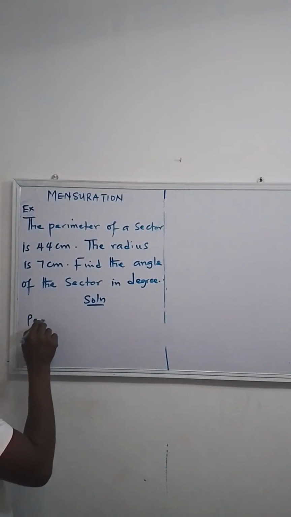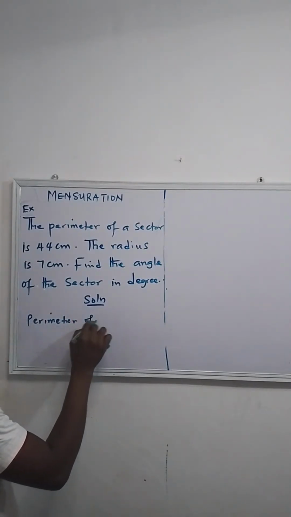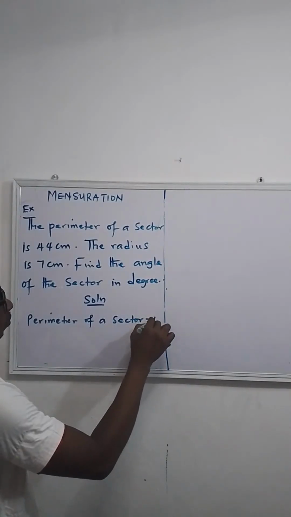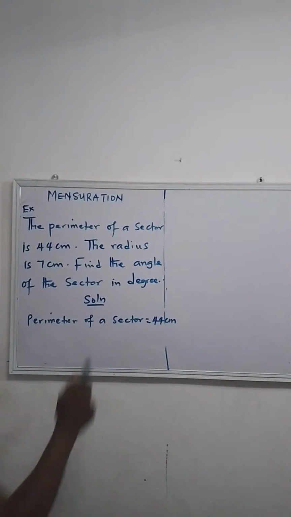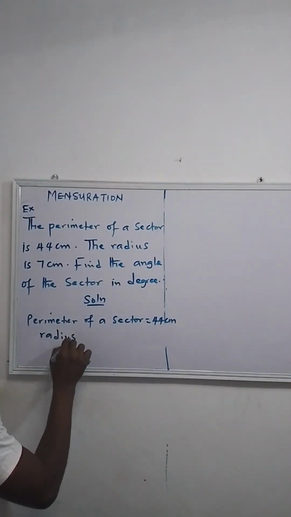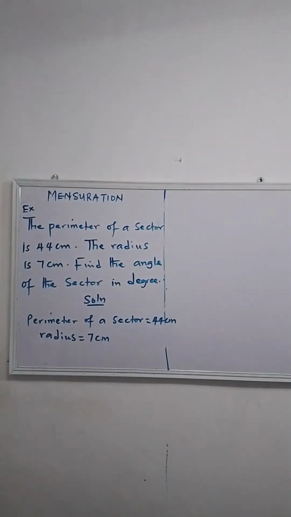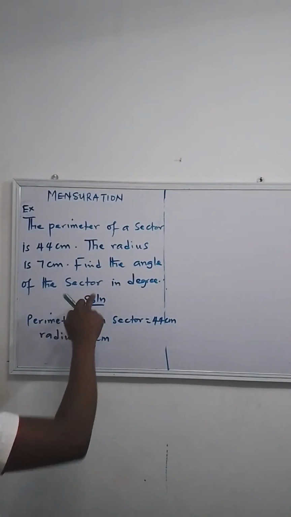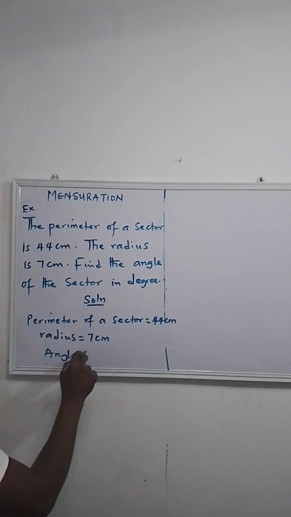Perimeter of a sector is given to be 44 centimeters. Okay, so we are also given the radius. Radius is 7 centimeters. Now the question asks you to find the angle of the sector in degrees. So we want to get angle theta.